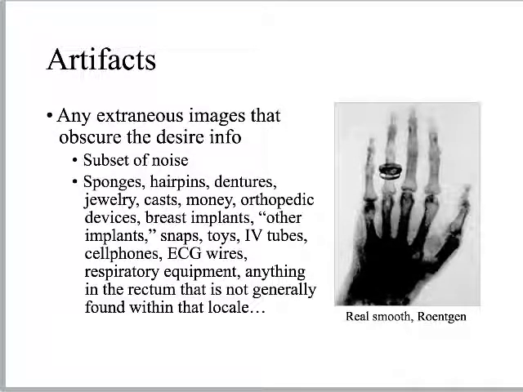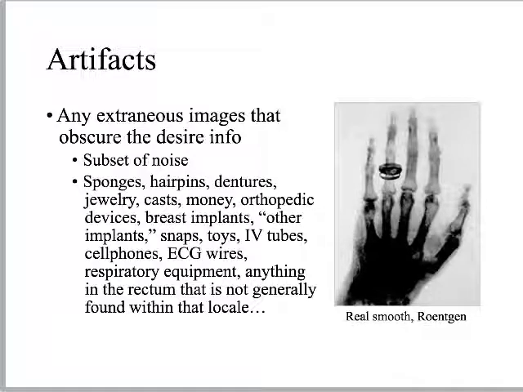Artifacts. So this is a subset of noise. So underneath the umbrella of noise, we also have artifacts, right? Artifacts are anything extraneous that shows up on the image and obscures anatomy of interest, right? So sponges, hairpins, dentures, jewelry. I mean, it's almost too much to list. Pretty much anything in the anus that should not be in the anus, we will call an artifact, right? In fact, this very first x-ray ever taken clearly has an artifact in it, like smooth move, Röntgen, right? So don't beat yourself up if there is an artifact. Just do your best to get them out of the way, right?